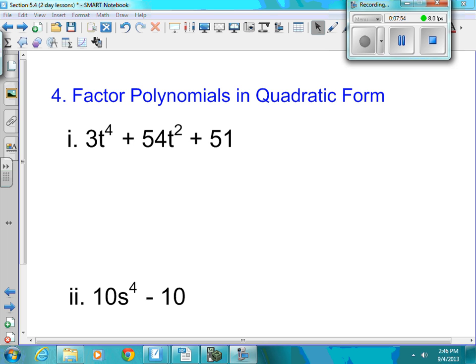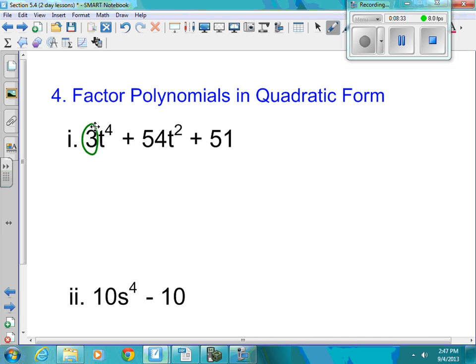Factoring polynomials in quadratic form. That means we're going to factor polynomials that are not quadratics, but kind of have the quadratic look or feel to them. For instance, 3t to the 4th plus 54t squared plus 51. It's a trinomial. So when we look at this, first things first, can we factor any monomial terms out before we get to the quadratic part? 3 is our smallest coefficient. So what are the factors of 3?